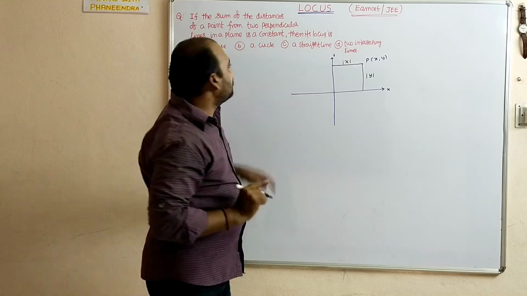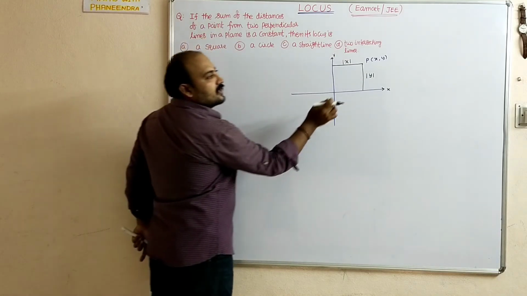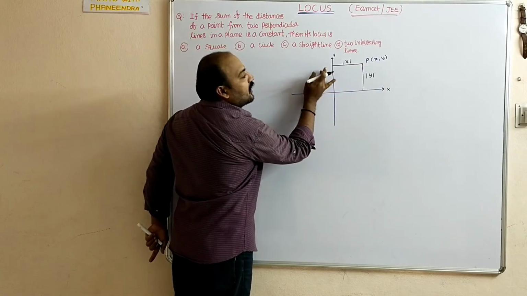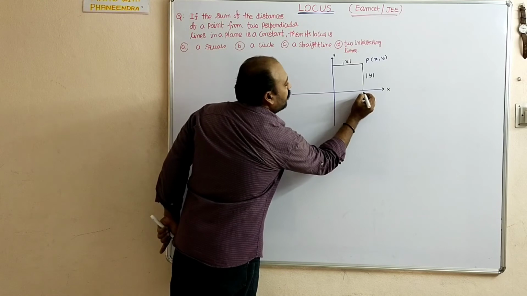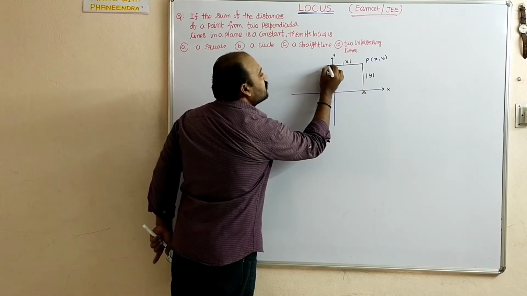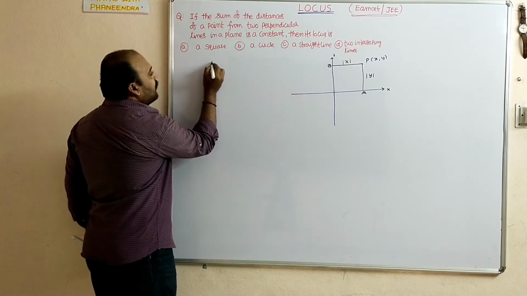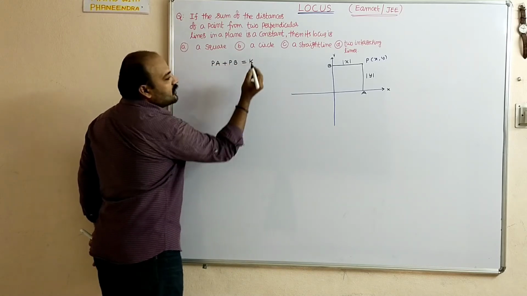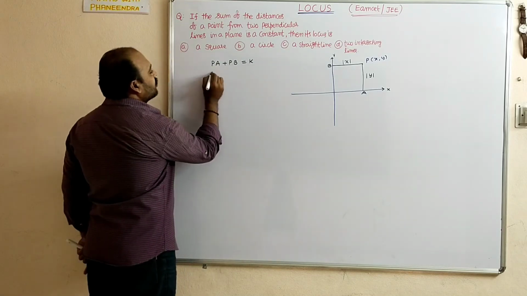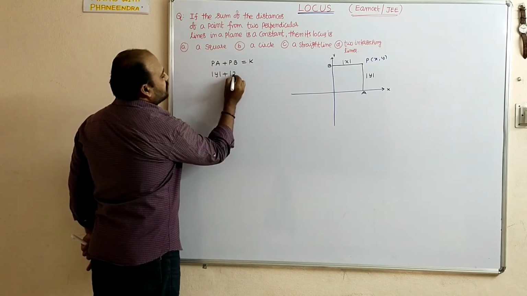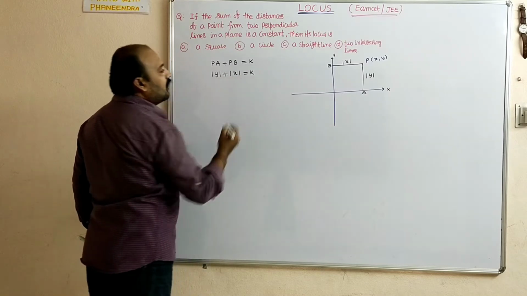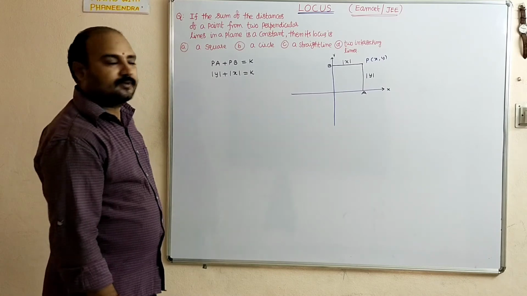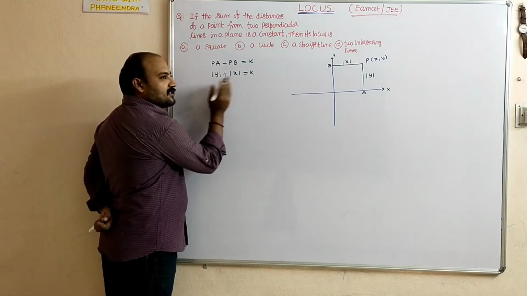What they are giving is the condition according to the problem. The sum of the distances from point P to the perpendicular lines is a constant. Suppose you take A here and B here, then PA plus PB is equal to K. What is PA? Mod y. What is PB? Mod x, equal to K. So from this, what I am going to write is first the x term, after that the y term.